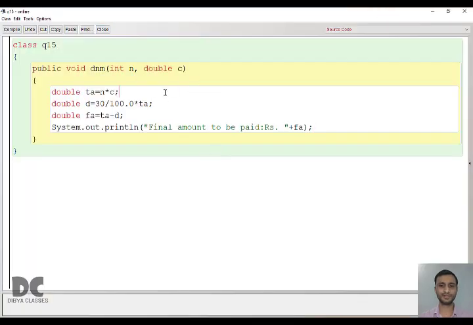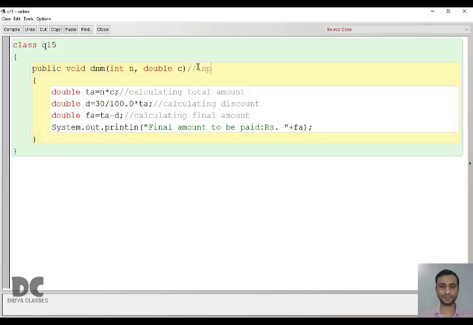We'll write variable description, calculating total amount, calculating discount, calculating final amount, inputting total purchases and cost of each item. Okay, so we've written 4 remark statements.